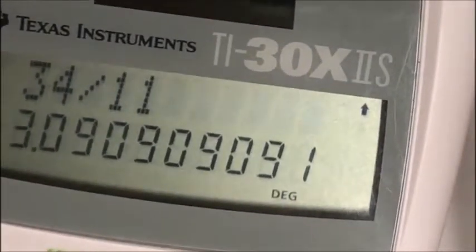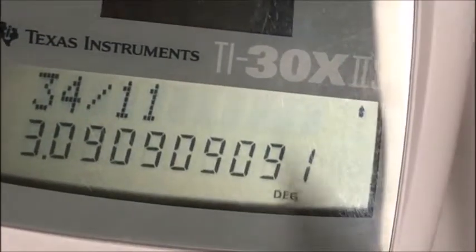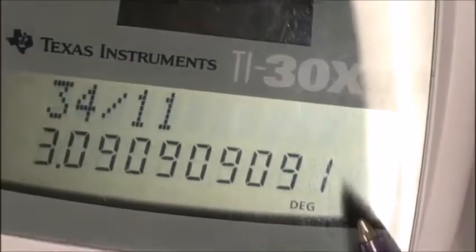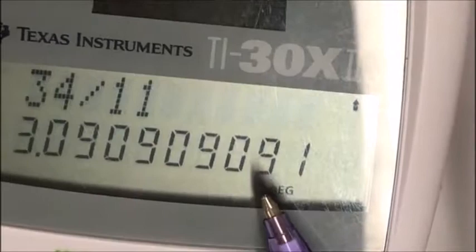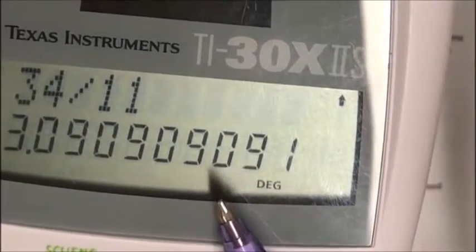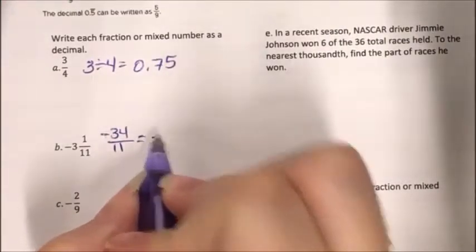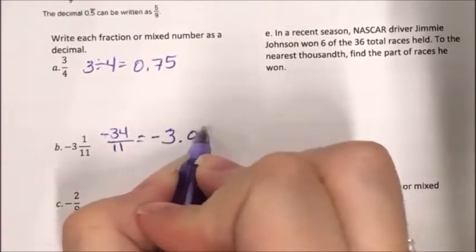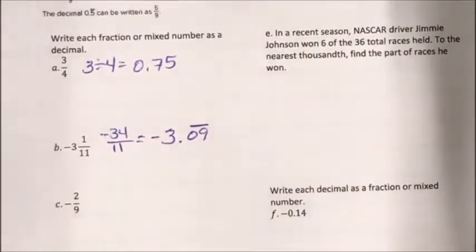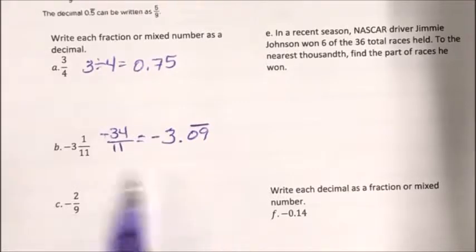3.090909091. Now, if the calculator kept going on forever and ever, notice we have this pattern of 090909. What this 1 means is that the pattern actually continues, but the calculator rounded the last digit, because the next number would be a 9, so it rounded the 0 up to a 1. So when I write this, first it's going to be negative, because that's what my sign says. I'm going to write 3.09 with the bar over 0 and 9. If you only put it over 9, it just tells you the 9 repeats, but you repeat the 0-9 pattern, okay?